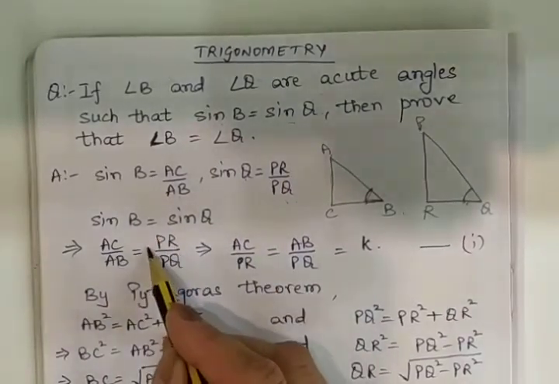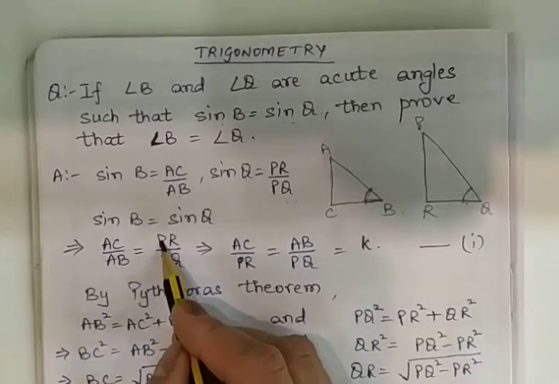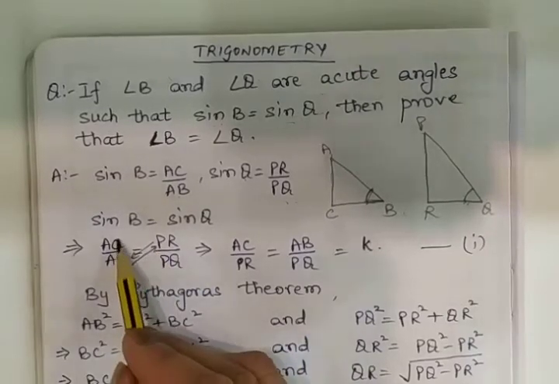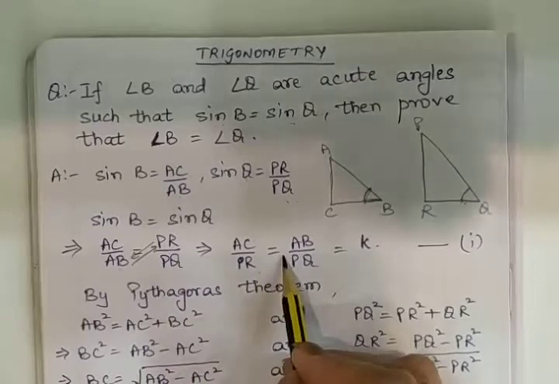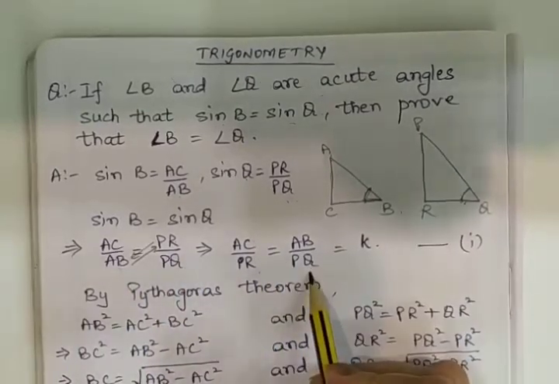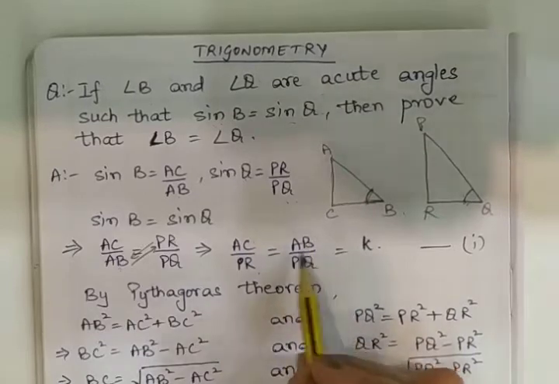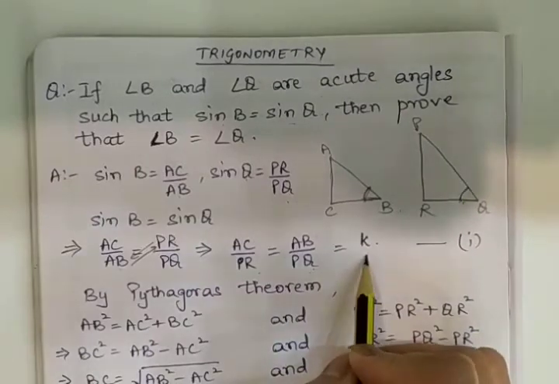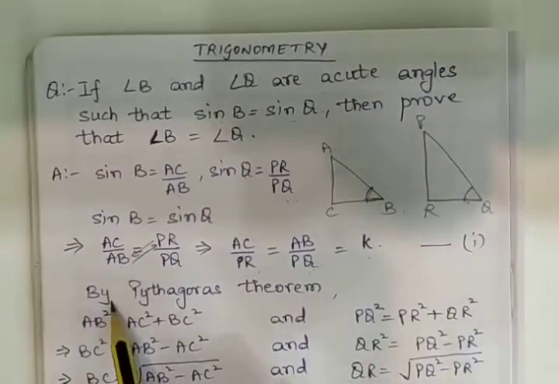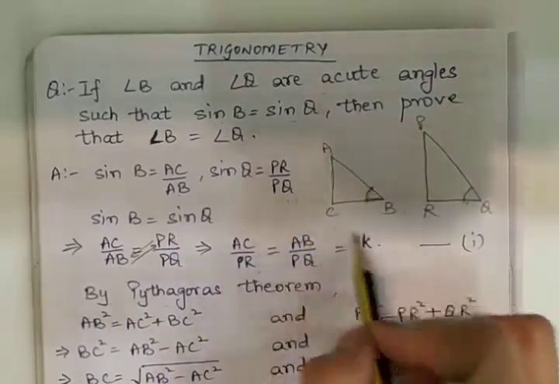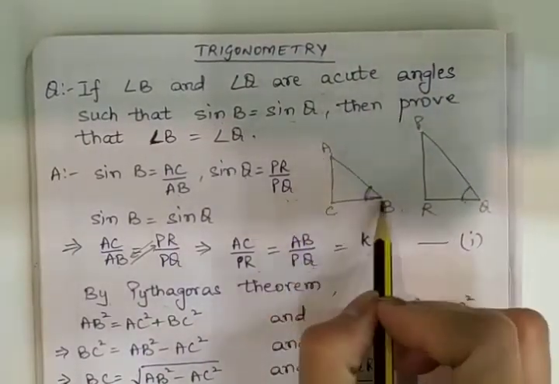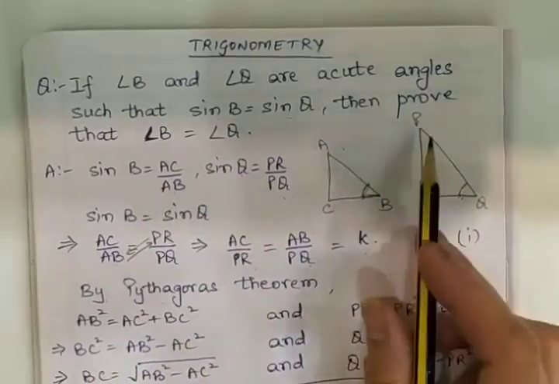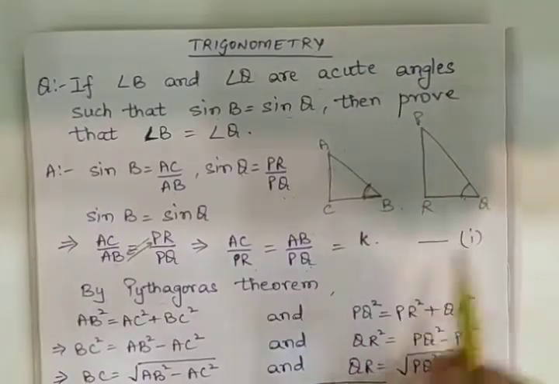Now if I reverse these two items, PR will come here and AB will go up. So it will become AC upon PR is equal to AB upon PQ. This way we can write, and let us think that this is equal to some constant k. Now by Pythagoras theorem, first apply Pythagoras theorem in this triangle. AB square is equal to AC square plus BC square. I have written here, and in this triangle it will become PQ square is equal to PR square plus QR square.